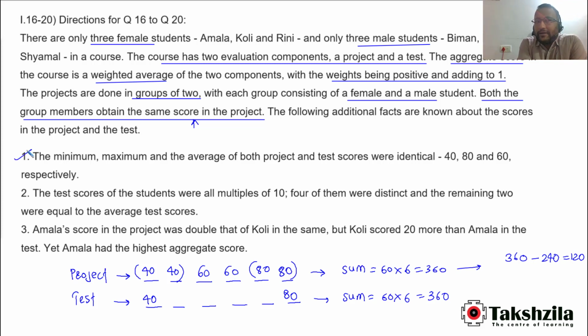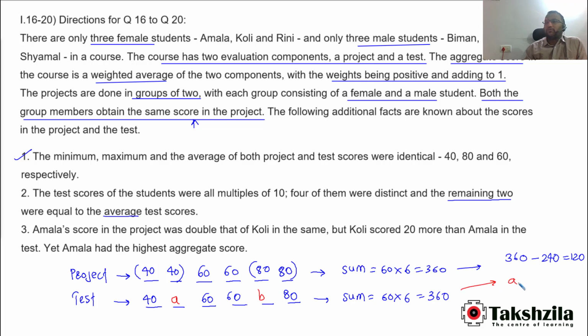Statement number 2 says that the test scores of the students are multiples of 10. 4 of them were identical and the remaining 2 are equal to the average test score. We know the average test score is 60. So out of these 6 scores, the middle 2 scores are supposed to be 60 and 60. The remaining 4 scores are distinct. Out of the remaining 4 distinct scores, 2 scores are 40 and 80. The remaining 2 scores should be what? Let's say they are A and B.